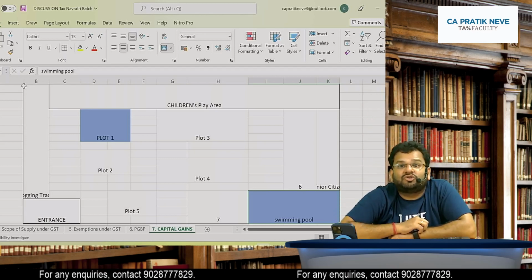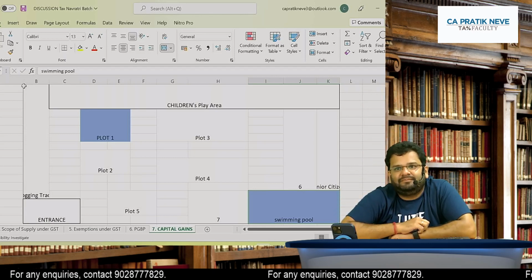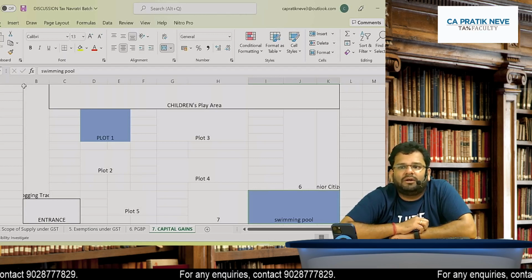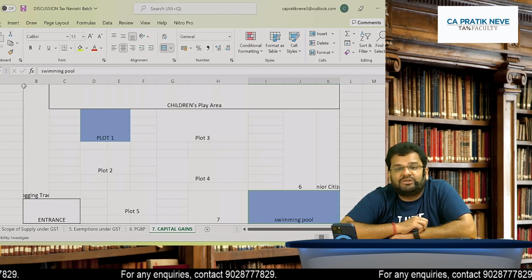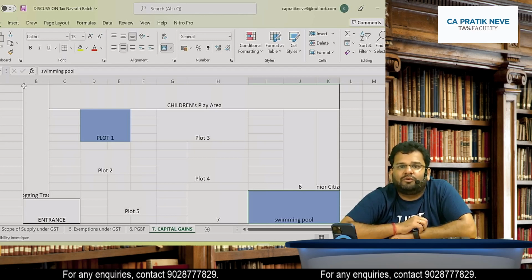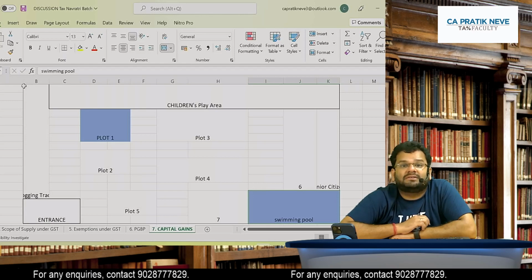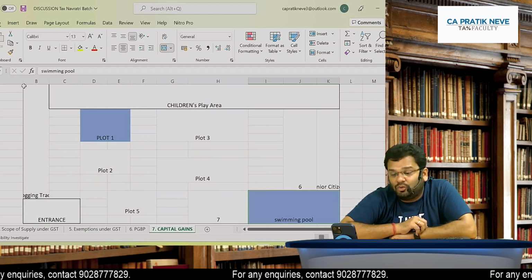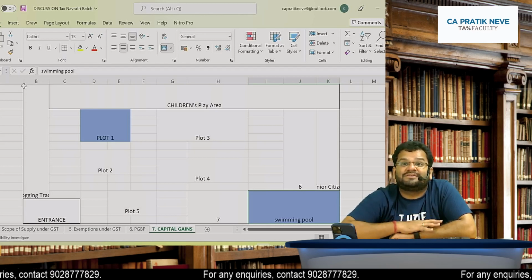When is it actually sold in our example? In our example, it is actually sold in 21-22. So in 21-22 there will be two heads: PGBP and capital gain. Agreed, all of you? There will be two gains, PGBP and capital gains. How will you calculate capital gains?